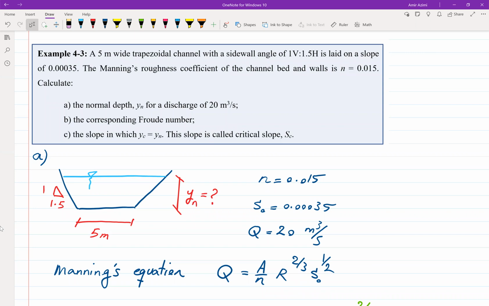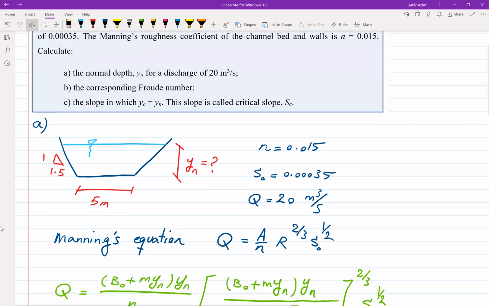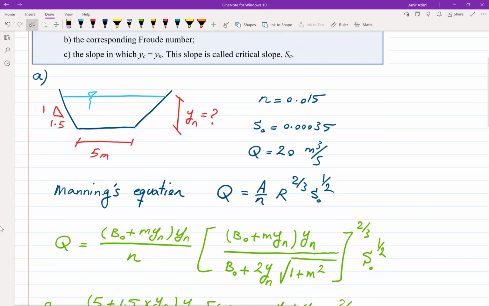So we are asked to calculate the normal depth for a discharge of 20 cubic meter per second, the corresponding Froude number, and the slope at which the critical depth is equal to the normal depth, which is called the critical slope. Here we have the sketch of the channel, 5-meter width, a slope of 1 vertical to 1.5 horizontal, and then we have the Manning's coefficient, longitudinal slope and discharge. So we use Manning's equation.